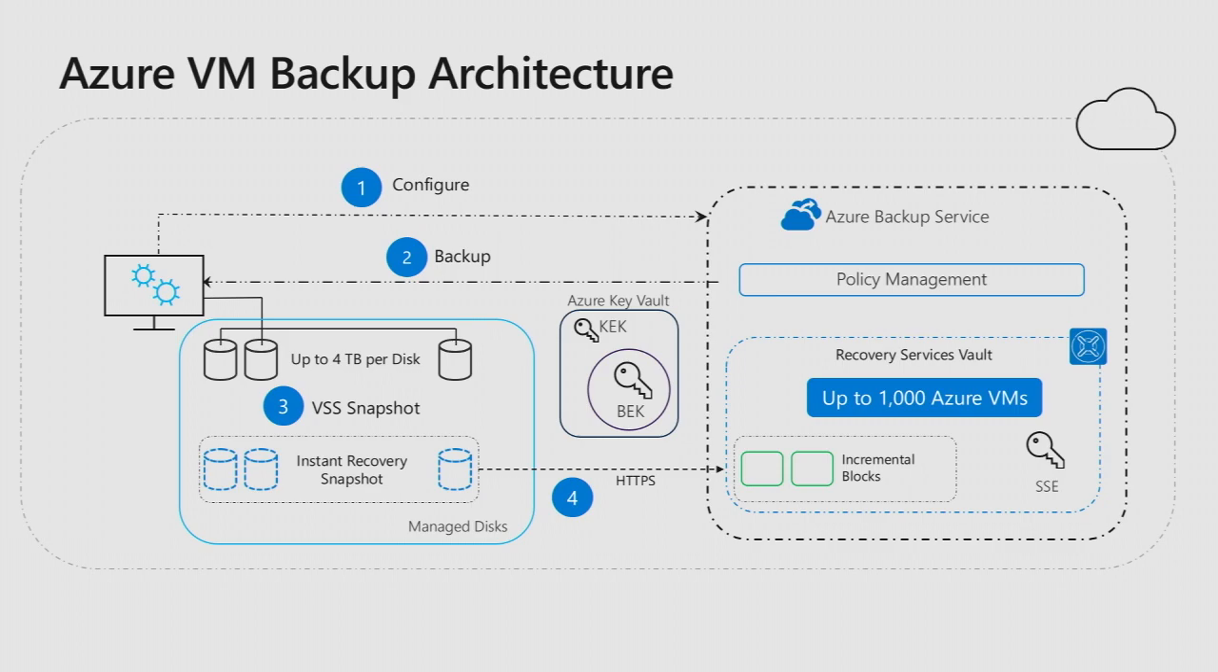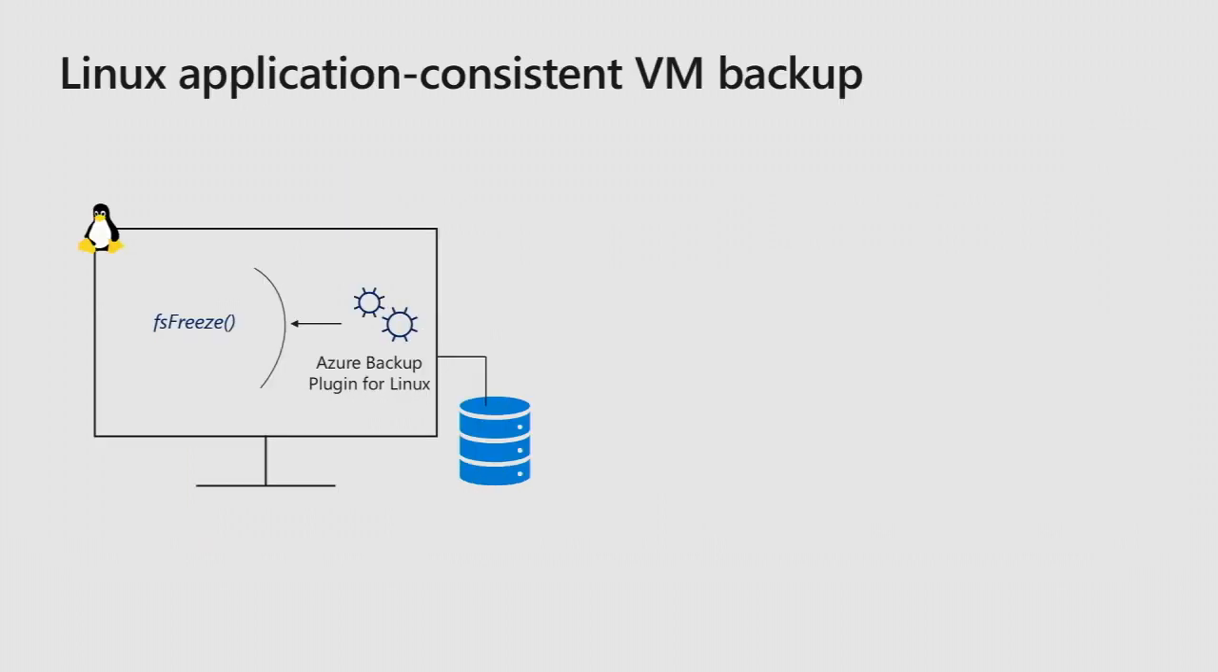You basically go in, load the policy, configure it, and then fire and forget. It goes off and does it. You check the logs, and then you test it on a regular basis. This also works for Linux-based environments too. We're using a standard API call known as fsfreeze. Almost every single modern Linux distro supports fsfreeze.